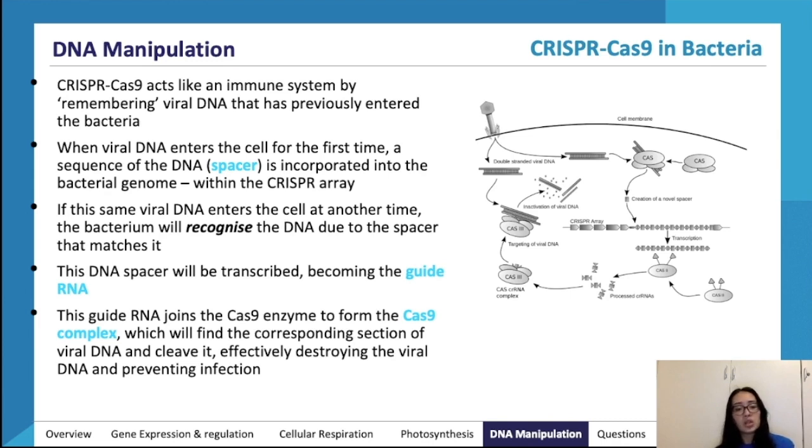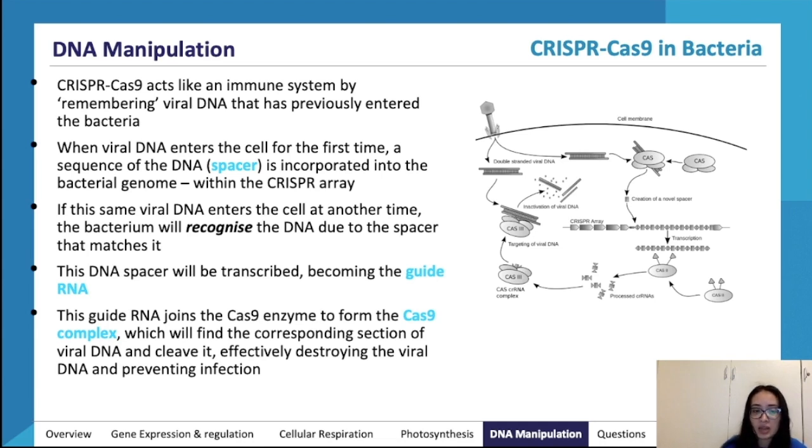And so it makes sure to take a sequence of DNA known as a spacer and save it in its own genome. And it's saved within a particular region called the CRISPR array. Okay? So the bacteria will save the spacer within the CRISPR array for the next time. If the same viral DNA enters the cell at another time, the bacterium will recognize the DNA due to the spacer that matches it. So that virus is going to infect the bacteria again. The bacteria is going to be like, wait a minute, I know you, because it actually has that spacer sequence already incorporated into the CRISPR array.